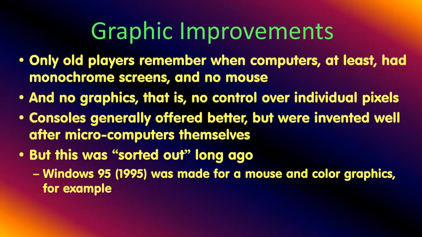Old players remember when computers at least had monochrome screens and no mouse and no graphics. That is, there was no control over individual pixels. The computer could write letters, for example, to particular locations, but there were only 80 locations on a line and so forth. In fact, sometimes less than 80. Consoles generally offered better control of graphics, but they were invented well after microcomputers themselves were invented.